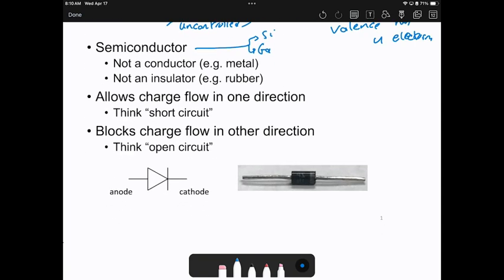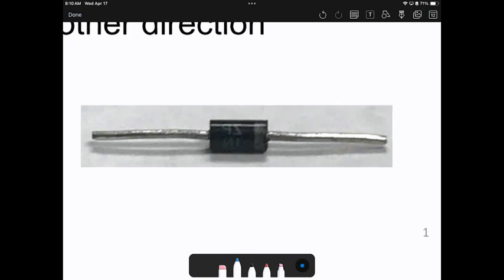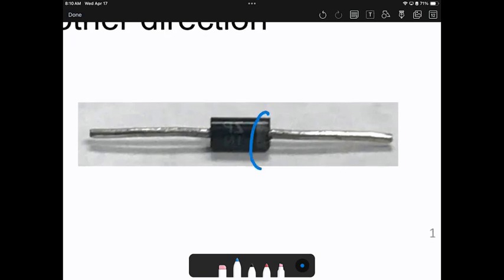So the diode allows the charge to flow in one direction. This means the current will flow in one direction, and it will block the current from going in the other direction. Basically, it's a unidirectional element. This is how the diode looks in real life. You will see this is the cathode, and this is the anode. Or in other words, this is the positive, this is the negative.